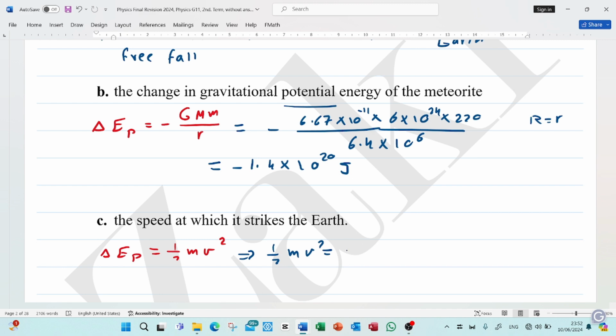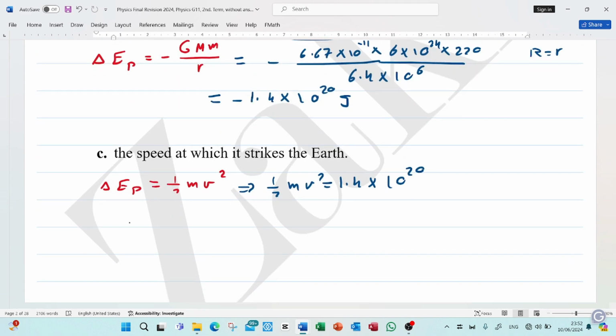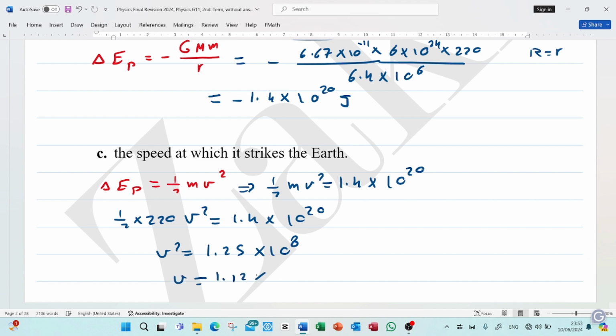Okay, we take the absolute value, 1.4 times 10 to the power 20. m is the mass, the small mass, multiplied by 220, multiplied by v squared, equals 1.4 times 10 to the power 20. From this, you can get v squared, 1.25 times 10 to the power 8. Then v equals the square root of the answer. It's 1.12 multiplied by 10 to the power 4 meters per second.